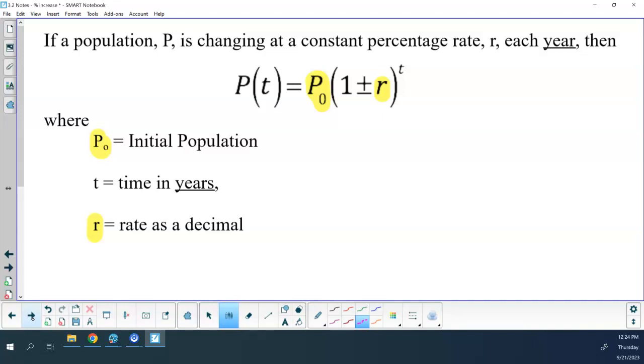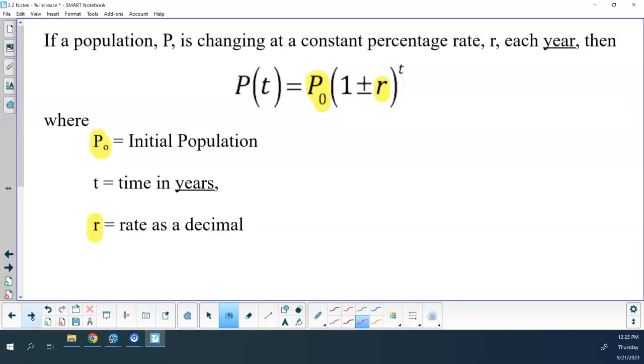So if it's changing at a constant percentage rate, not changing at a constant rate, changing at a percentage, it's always growing by a percentage. When you were doing yours before, you were changing at a constant rate. You were doing a linear function. You weren't doing an exponential function. Okay? So we have to follow this one.